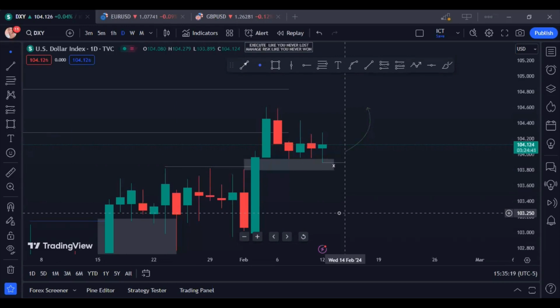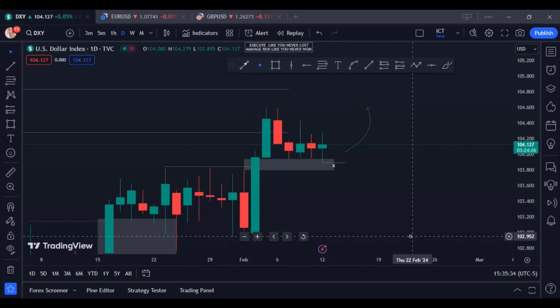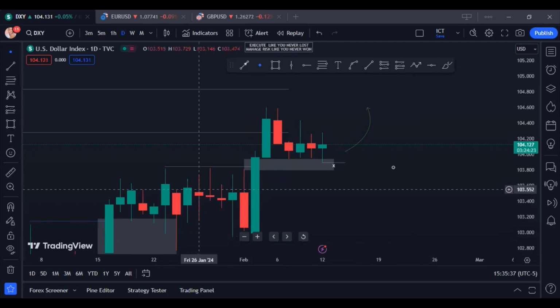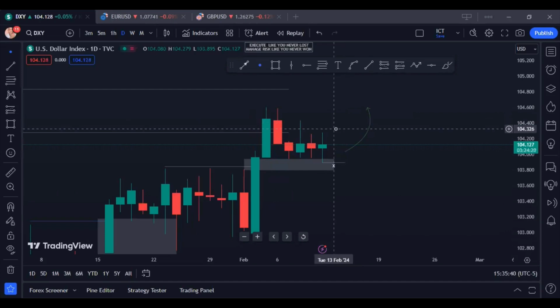Okay, but invalidation would be if the previous day low, that's today's low, is taken, then we just be in line with the weekly bias. Do you understand? So that's it. If you are in line, then we'll be targeting this other block right here. So that's the anticipation, guys, on the XY. I am buying from tomorrow. Invalidation would be if this low is taken.